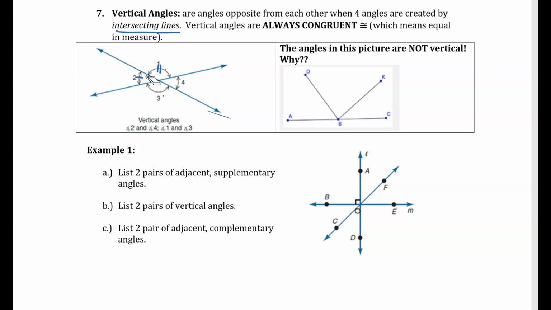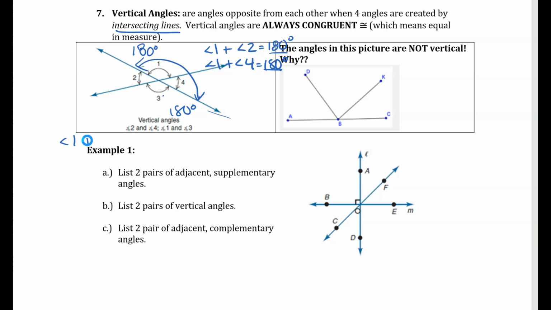And let's talk for a minute about why they're congruent. If you think about this entire angle, that's a line, or 180 degrees. So you know that angle 1 and angle 2 add up to make 180. So angle 1 plus angle 2 equals 180. Well, you also know that we can come over here, and angle 1 plus angle 4 equals 180. And what we know is that if they both equal 180, then these equal each other.